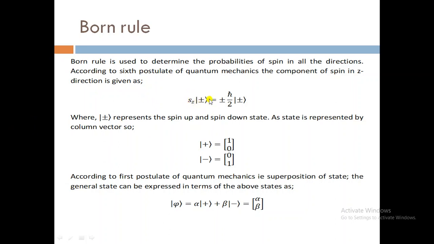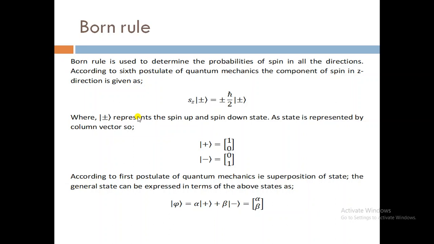So according to the sixth postulate, Sz is the component of spin along z direction. Sz acting on plus minus, where plus represents the up state and minus represents the down state, equals plus minus h cut by 2. This is the sixth postulate of quantum mechanics, where ket plus minus represent the spin up and spin down state. Obviously plus 1 will represent the up state and minus 1 will represent the down state.